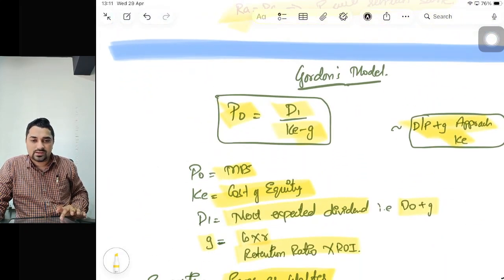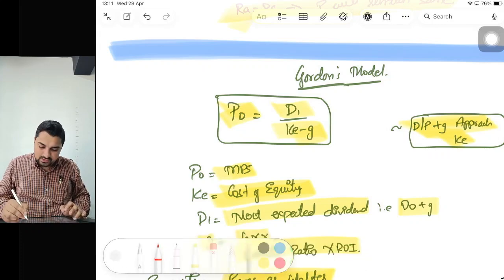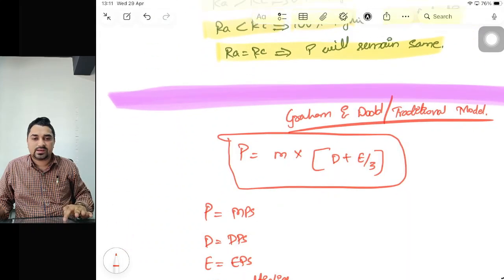So from the exam point of view, Walter and Gordon are important. Most of the times, it will be either a Walter question or a Gordon question. Yes. So Walter and Gordon. Coming to the next approach, Graham and Dodd.